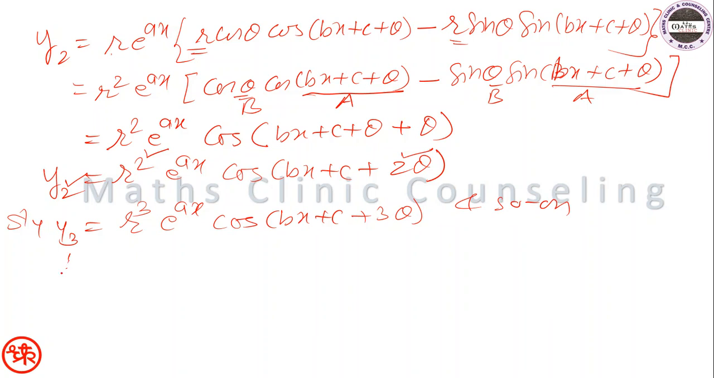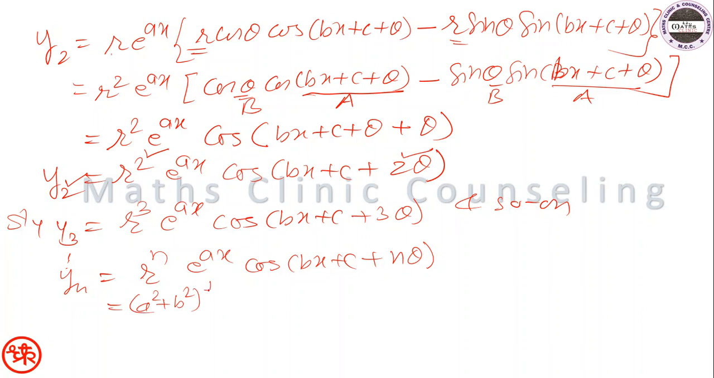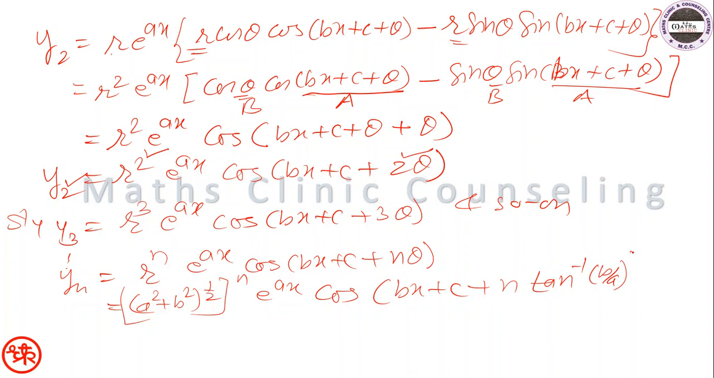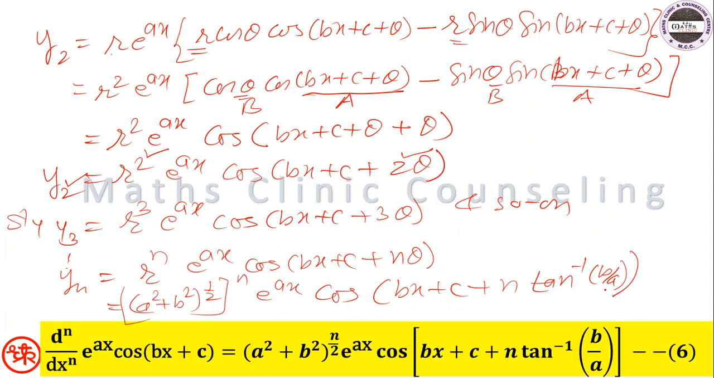So आपको मिलेगा yn is equal to r to the power n e to the power ax cos of bx plus c plus n theta. What is value of r? A square plus b square raised to the power 1 by 2 and this whole raised to the power n, e to the power ax cos of bx plus c plus n into theta. क्या है? Tan inverse of b by a. Is that clear? So we have this formula.